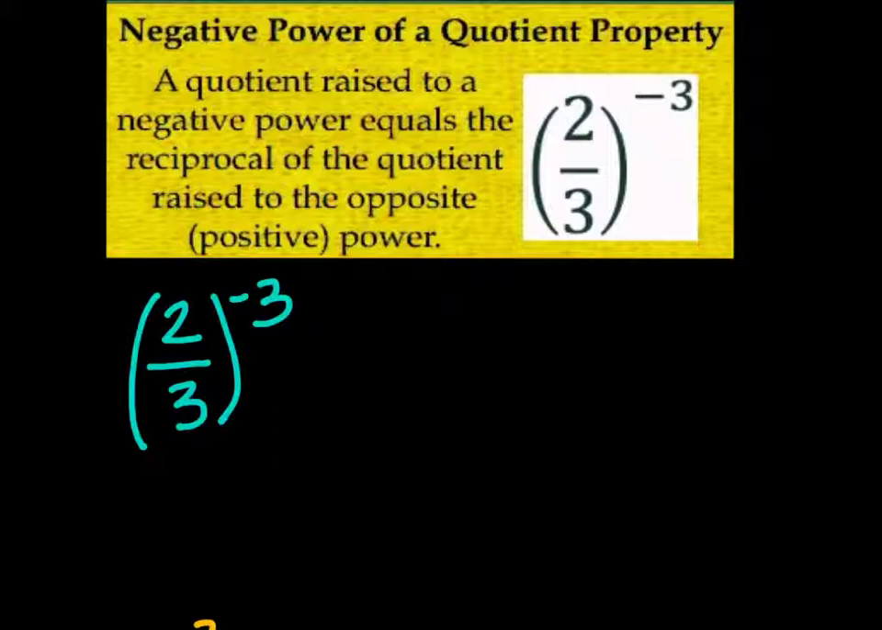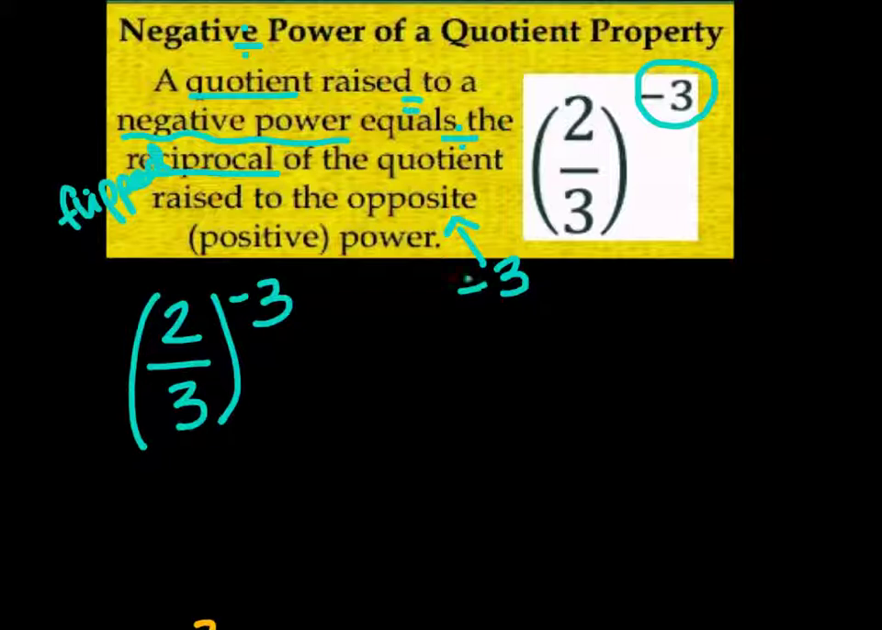All right, so let's actually understand what these guest speakers are talking about. A quotient, so that's the answer to a division problem, raised to a negative power. So we're looking at, in this case, -3 equals the reciprocal, that's that fraction flipped, of the quotient, that answer to a division problem, raised to the opposite positive power. So that -3, if we were to guess based off of this, it's going to become a +3. So let's see how that can happen.